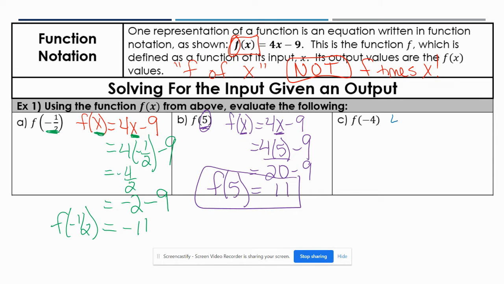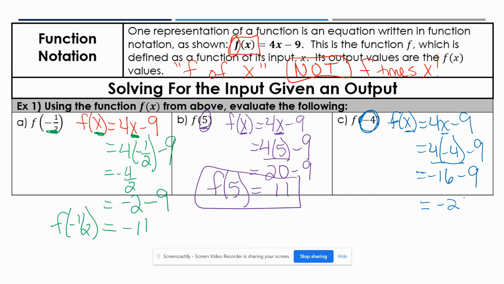This last one, again, we still are using f of x is equal to 4x minus 9. It's now asking us to take that negative 4 and plug it in for the x's. 4 times negative 4 minus 9. 4 times negative 4 is negative 16. Negative 16 minus 9 is negative 25. That's our final answer. So f of negative 4 is equal to negative 25, or our input of negative 4 has an output of negative 25.